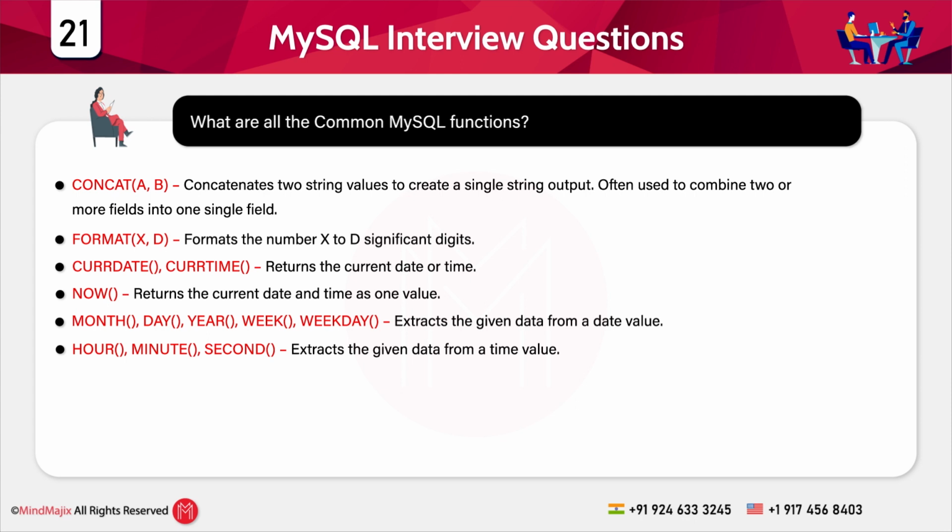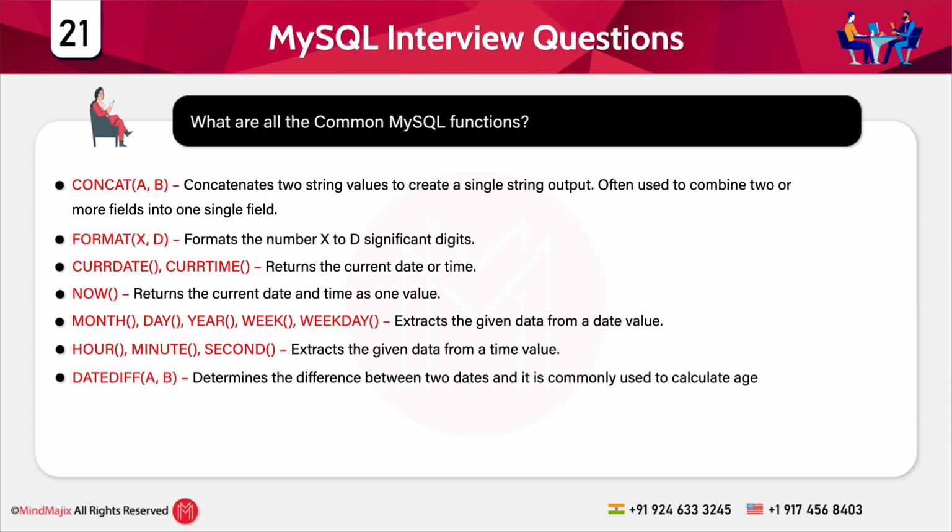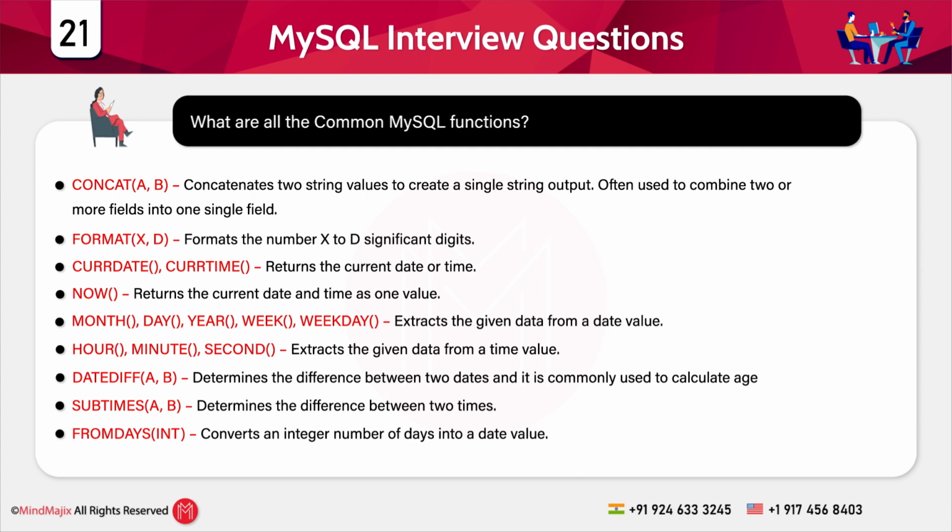Apart from this, you have the date difference function. This function, datediff, with the parameters a and b, determines the difference between two dates, and this is most commonly used to calculate the age of a person or an event. Then you have the subtime function. This function determines the difference between two times, and you also have from days, and this function converts an integer number of days into a date value.